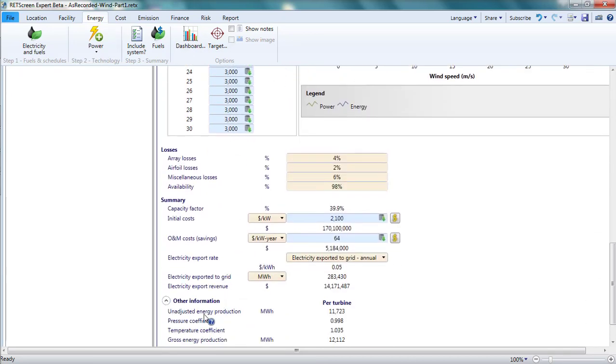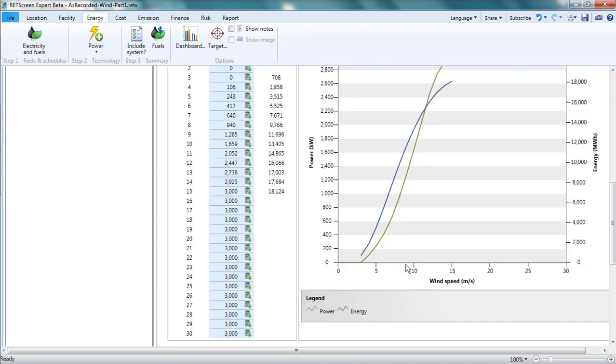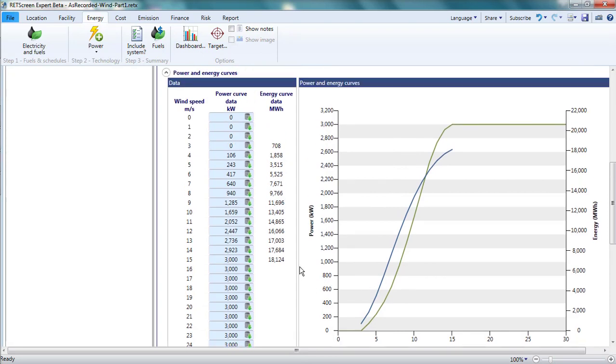Scrolling to the bottom of the page, we can see that the result of this is, for a single Vestas V90 turbine, 11,723 megawatt-hours per year when the hub height average wind speed is 9 meters per second. RETScreen does this calculation not just for the hub height wind speed, but for a range of annual average wind speeds from 3 meters per second to 15 meters per second. The locus of these values forms the energy curve displayed in tabular form beside the power curve and as the blue line in the graphic. It is provided for informational purposes.